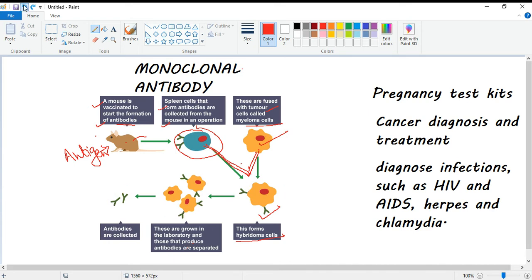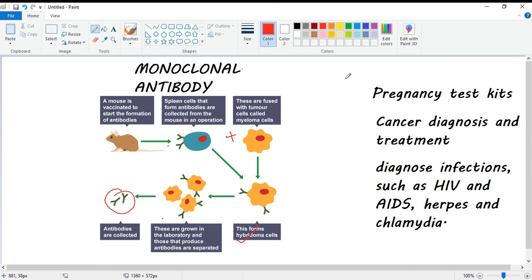Let me explain again. Okay, so first we inject the antigen into the mouse. The mouse produces the antibodies. We extract the spleen cell from the mouse and fuse it with the tumor cell or the myeloma cell, and this forms a hybridoma cell. We grow this tumor cell in a lab and they start producing the antibodies, and then we separate the antibodies, and that is how we produce the monoclonal antibody.